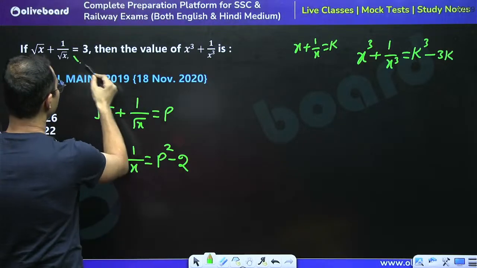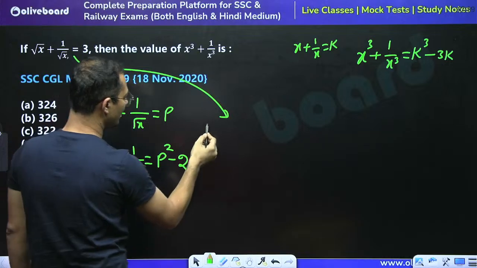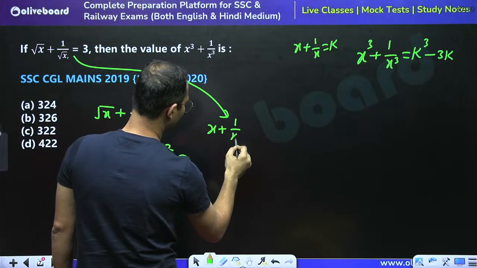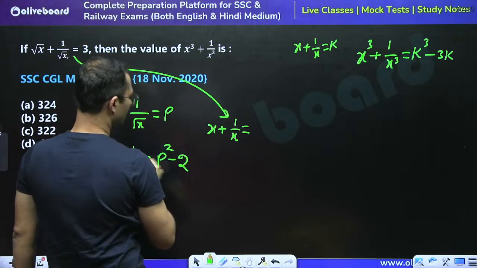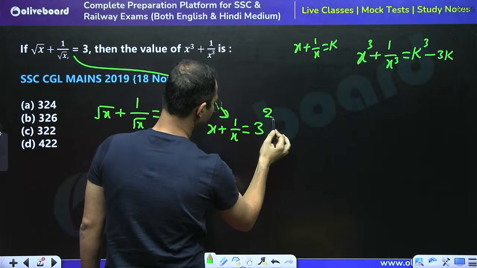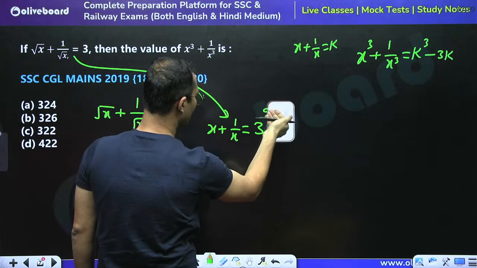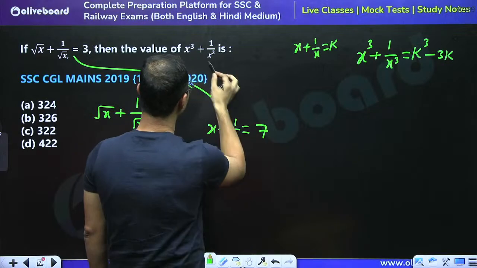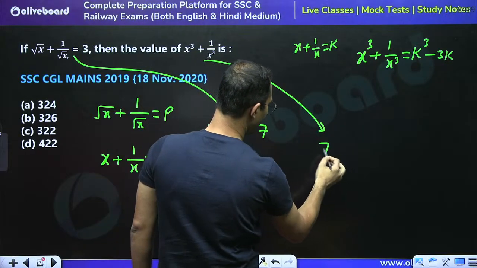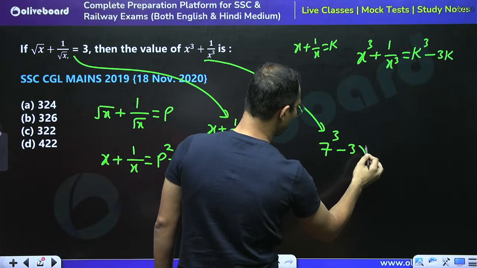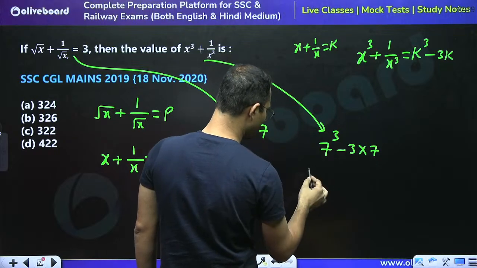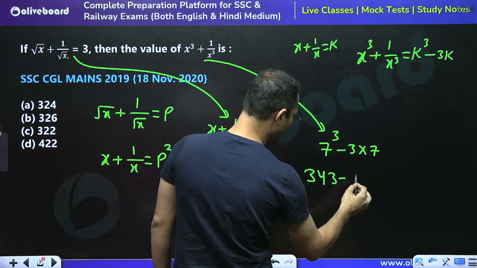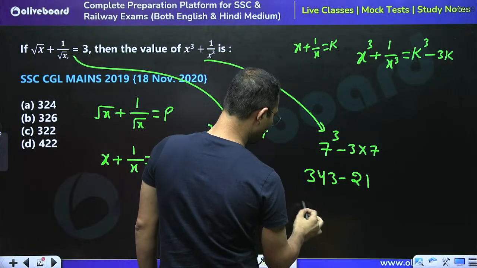So we can say that the value for x plus 1 upon x is going to be square of 3 minus 2. So it will be equal to how much? 7. Now what is the value for the cube? It is going to be 7 cube minus 3 into 7. So we can simply say that 343 minus 21.